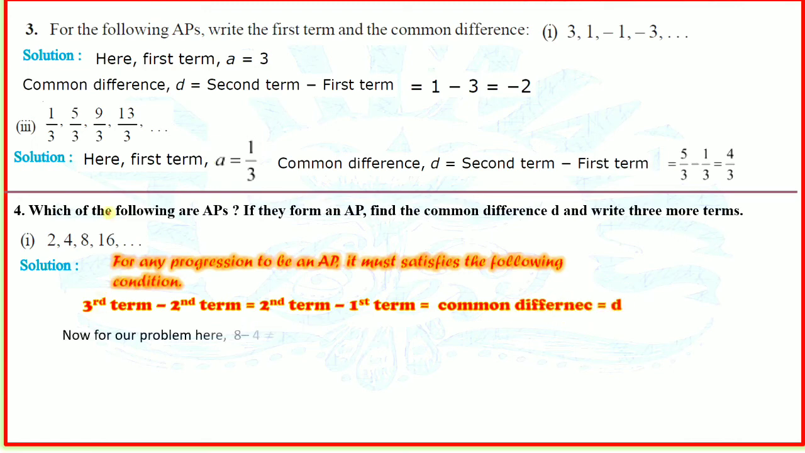So let us check for this question. Now the problem we have: the third term is 8 and the second term is 4. So 8 minus 4 is 4, and then the second term is 4, minus the first term, 4 minus 2 is 2. As you can see, 4 is not equal to 2. So the difference is not common. Therefore, this is not an AP. That is the end of the question.